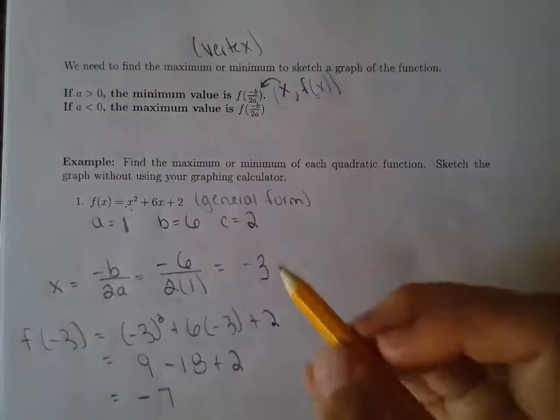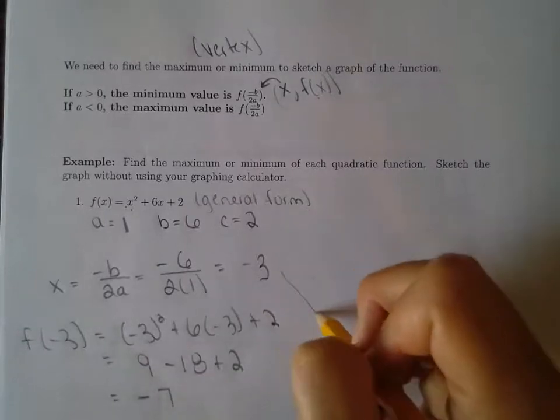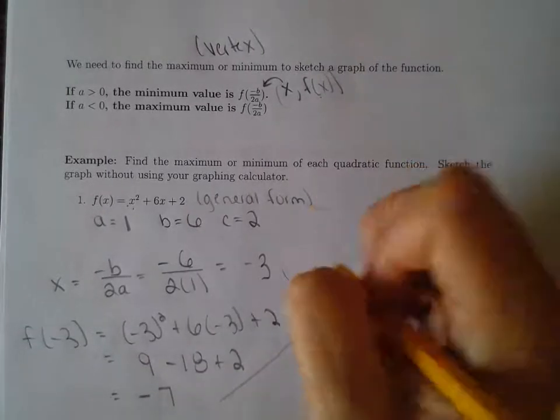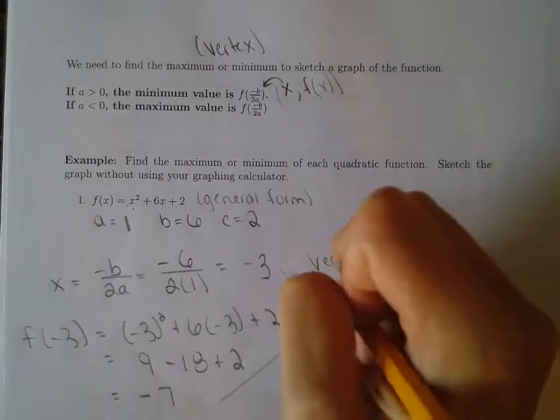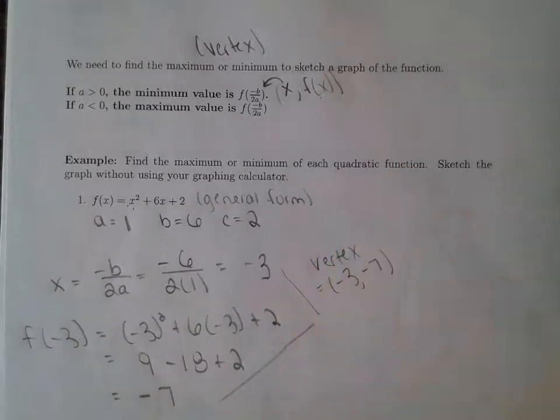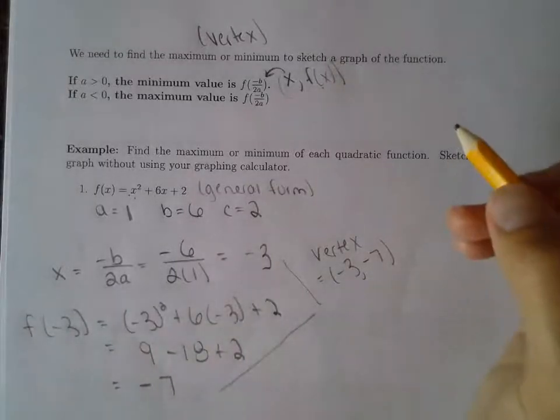So here's our vertex. I'm going to put arrows here so when you look back you'll see where they came from. The vertex is (-3, -7). This is the x value, and this is the y value once you plug that in. Okay, so let's go ahead and start sketching this.